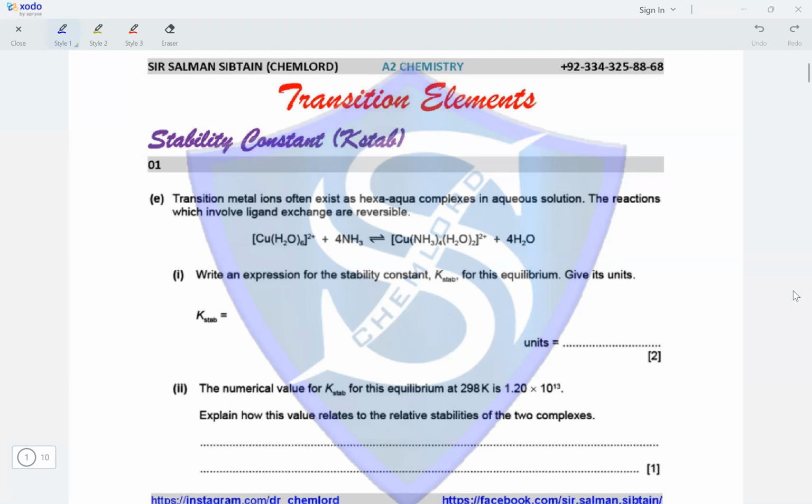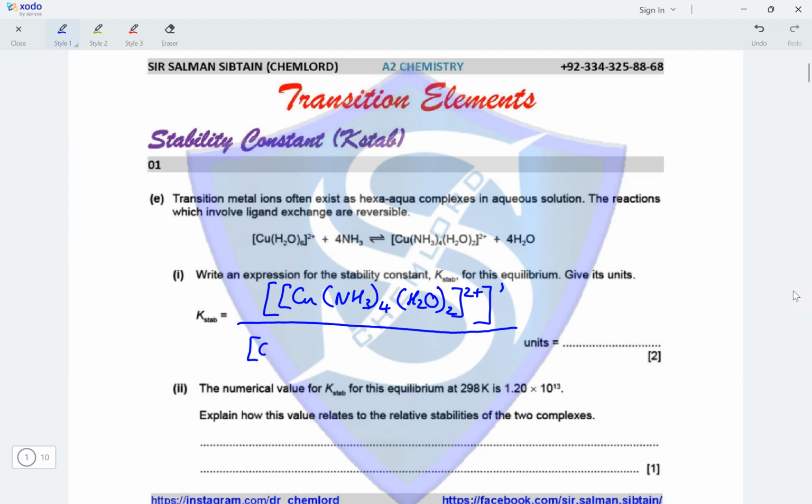So, on the product side, we've got 4 moles of water, which are not included in the expression of the equilibrium constant. So the numerator would be the ion Cu(NH3)4(H2O)2. This has a molar ratio of 1, so it will be raised to the power of 1, divided by, we would have [Cu(H2O)6] 2+ raised to the power of 1 multiplied by ammonia. Since there are 4 moles of ammonia, this would be raised to the power of 4.